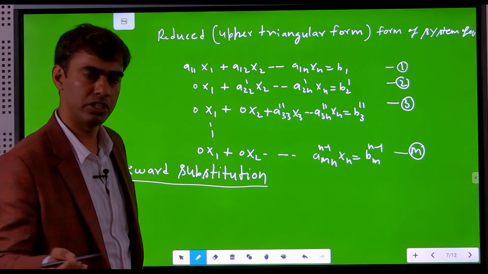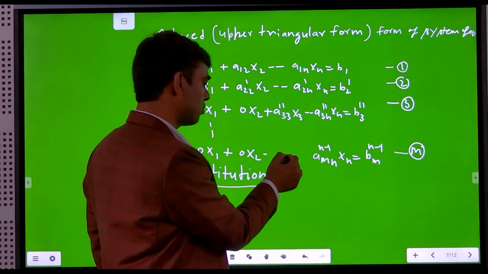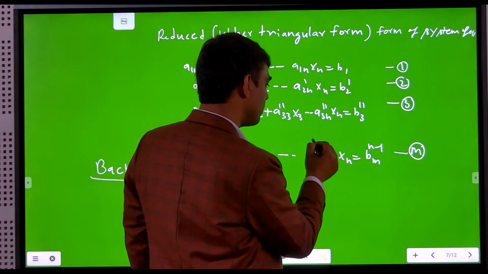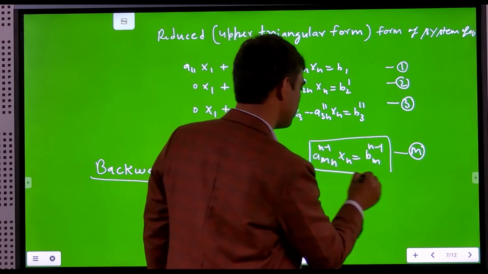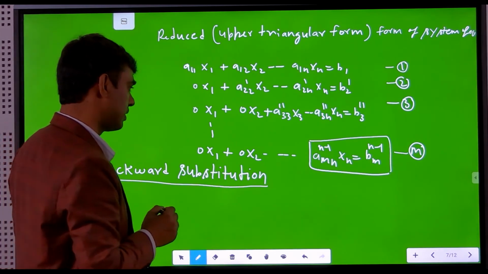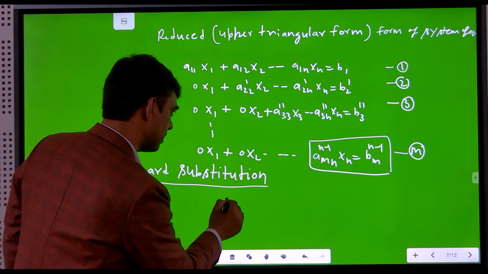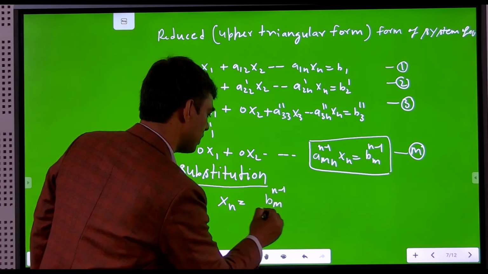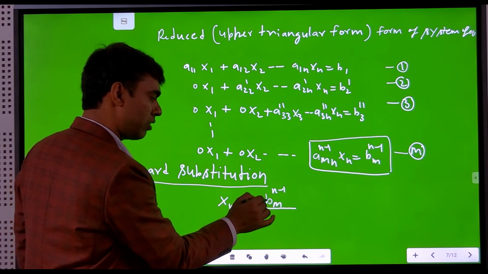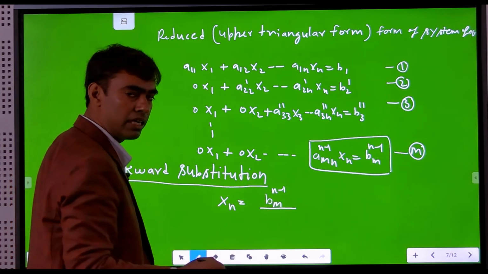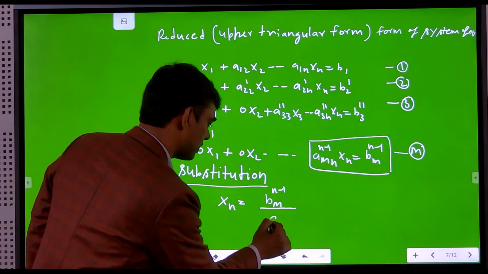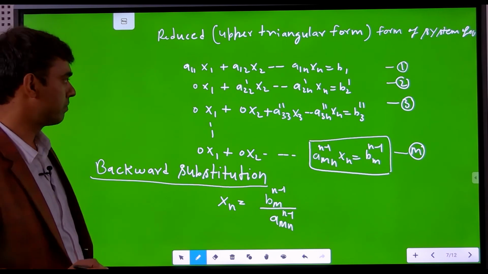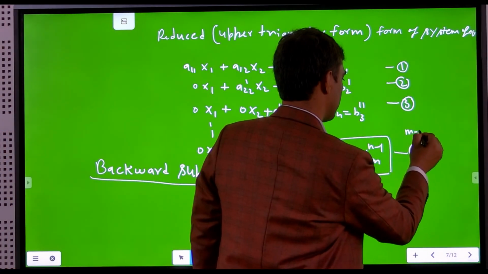All other coefficients are equal to 0, meaning the coefficients of x1, x2, x3 and xn minus 1 are all 0. Then by solving the mth equation, we are able to find the value of xn. How do we find the value of xn? By solving this equation: xn equals bm n minus 1 divided by amn n minus 1, where bm n minus 1 means the bm value changed n minus 1 times from its original value. Once we find the value of xn, then look at the m minus 1th equation.